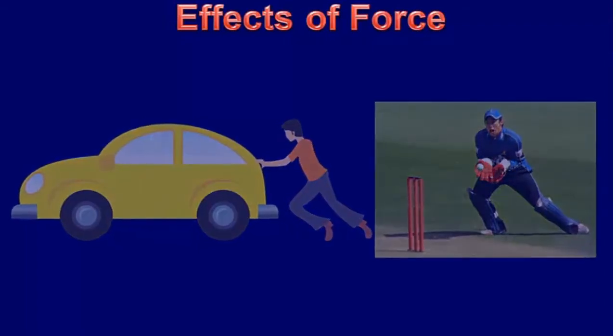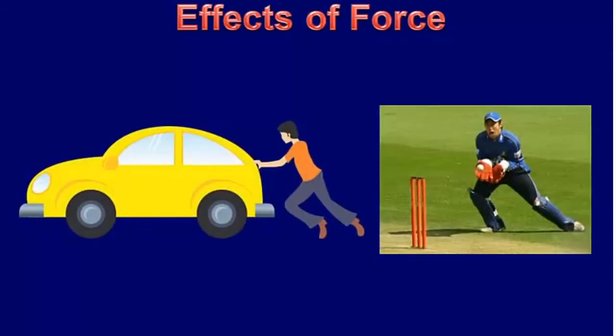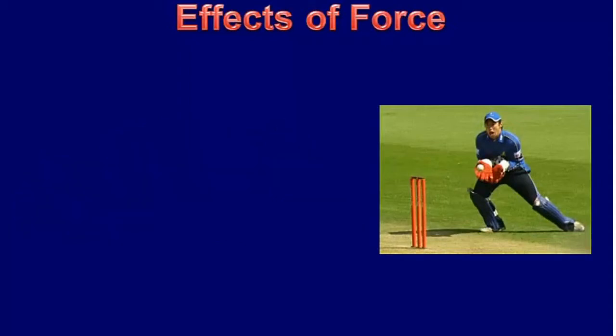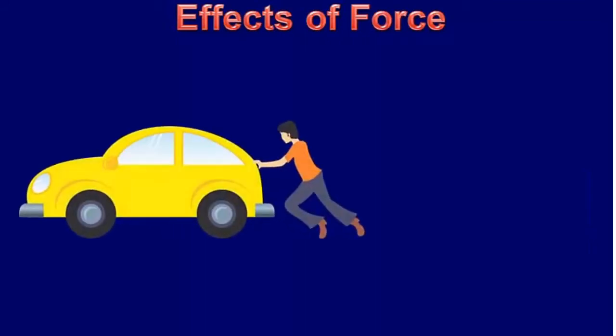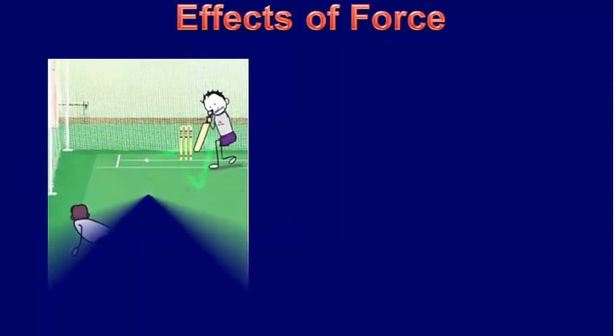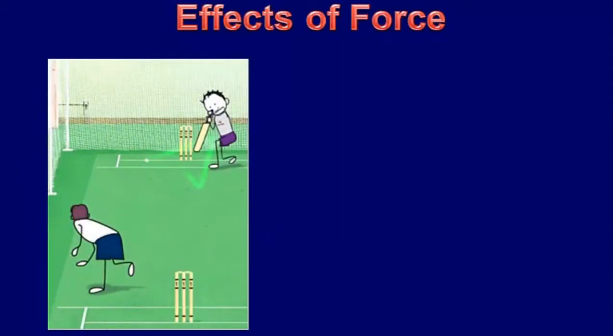By these instances we can make out that a force can change the state of motion of a body. That is, a moving body can be stopped, and a stationary body can be moved by applying force. A force can also change the direction of motion of an object.